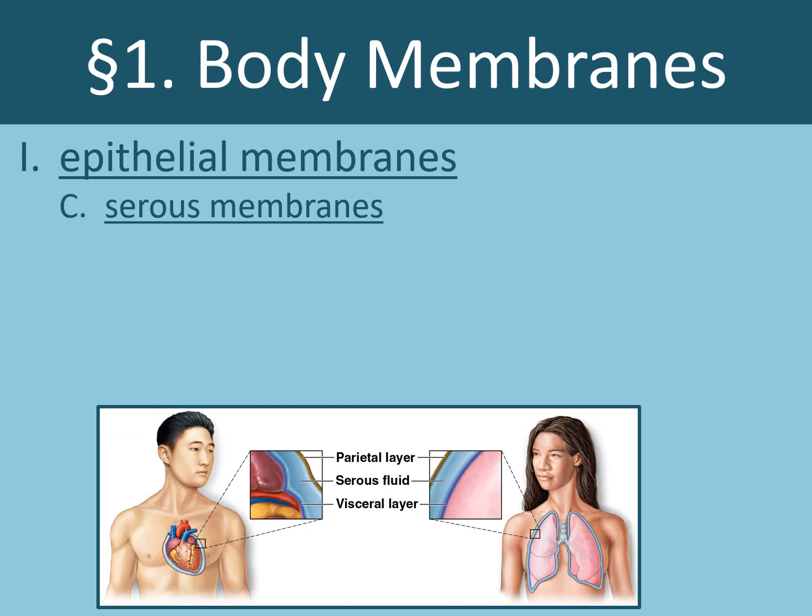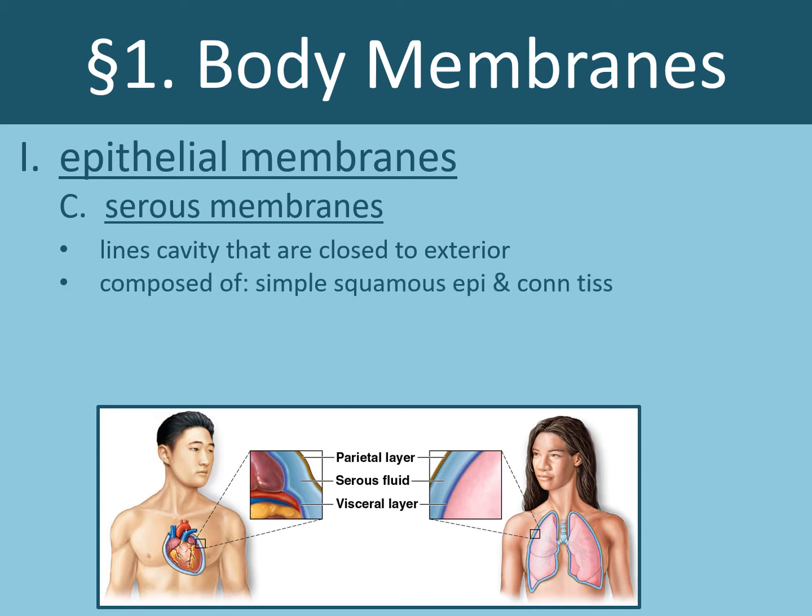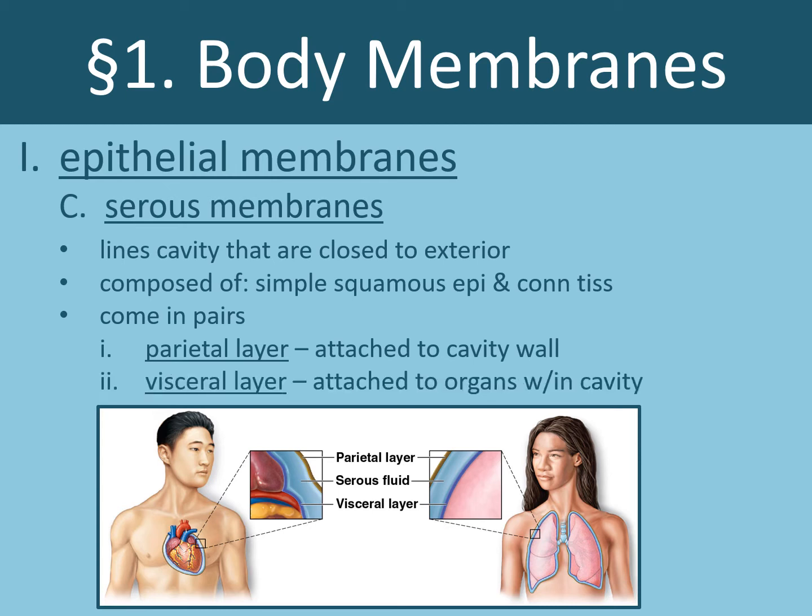The third and final type of epithelial membrane is the serous membrane. Serous membranes line body cavities that are closed to the exterior. In other words, they never come in contact with the outside environment. Serous membranes are composed of simple squamous epithelium and connective tissue. Serous membranes come in pairs or layers, known as the parietal layer, which is attached to the cavity wall, and the visceral layer, attached to the organs within that cavity.